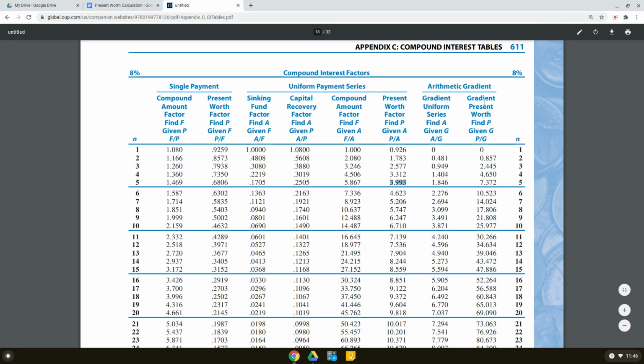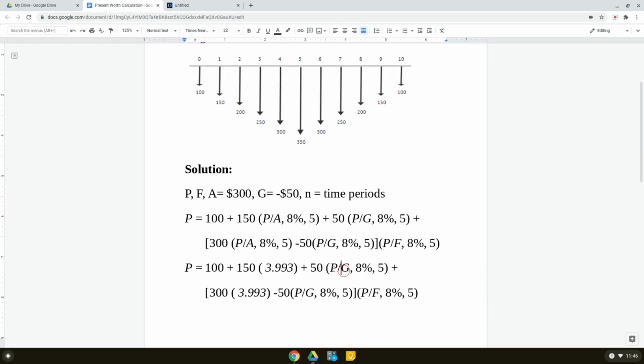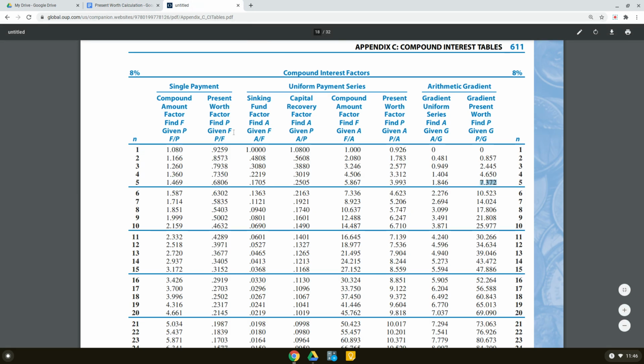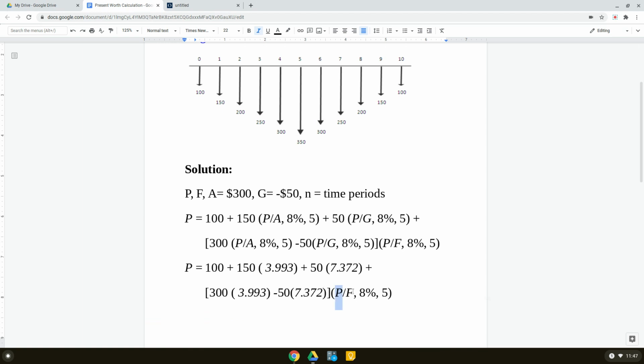Then let's find out this factor P given G. So we look at gradient present worth, find P given G for 5 time periods. That's 7.372. So I'm going to copy that and replace this by that value. Same thing here. And lastly, we want to find out what is P given F. Present worth factor, find P given F, time period 5, 0.6806. So let me replace that.